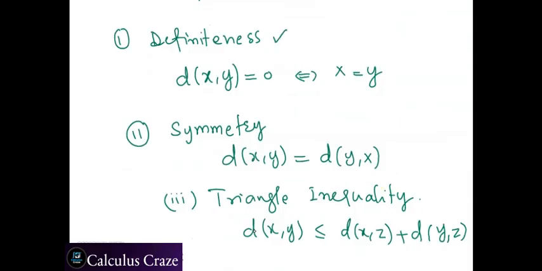First is the definiteness. It says that if the metric between two elements is 0, then the elements are the same. Second is the symmetry. That means the metric between x and y and between y and x has to be the same. And the last axiom is that the metric between x and y has to be less than or equal to the metric between x and z plus the metric between y and z.